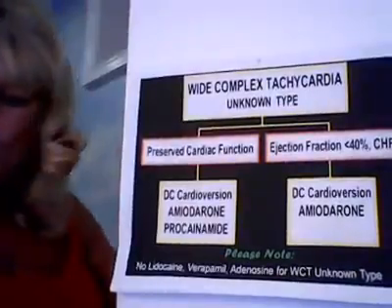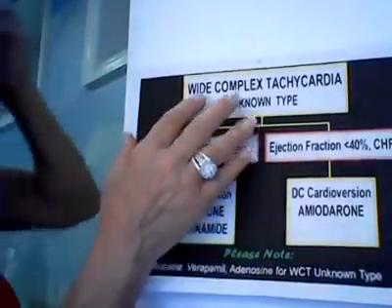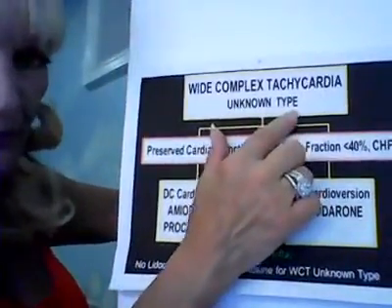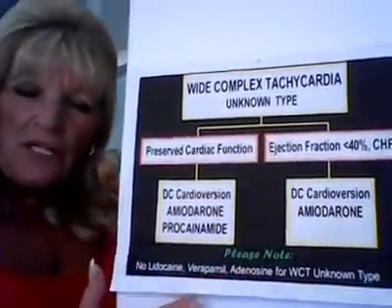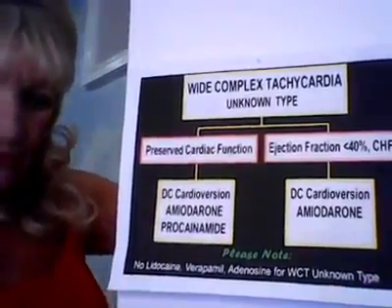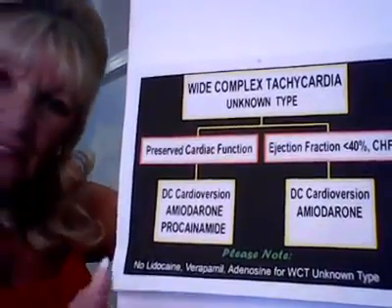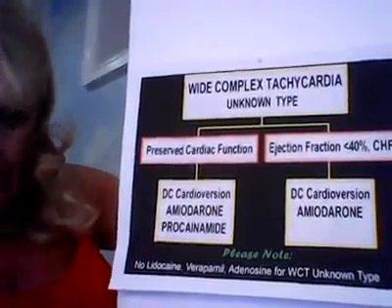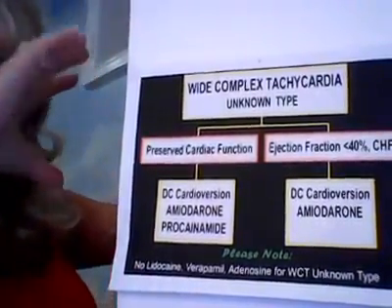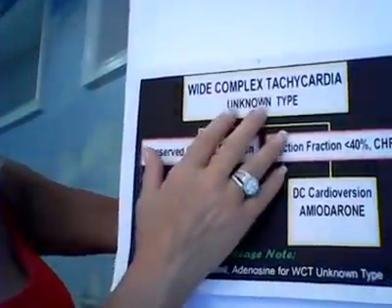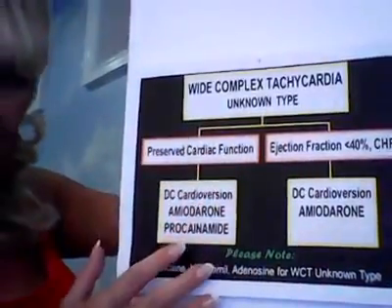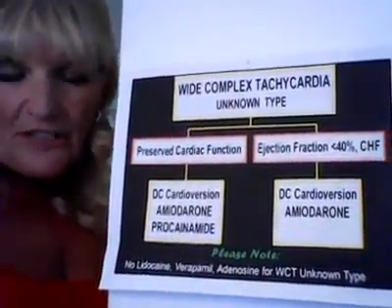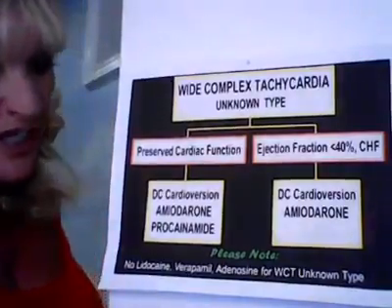And this is just a little bit about treatment. Now, this is wide complex tachycardia, unknown type. Well, this would not be us because we would know what it is. We would know whether it's SVT with a block or if it's VTAC from the right or left ventricle. But if someone does not know what this wide complex tachycardia is, if you know that the patient has a good cardiac function, you may just want to see him cardioverted or maybe give amiodarone or procainamide.